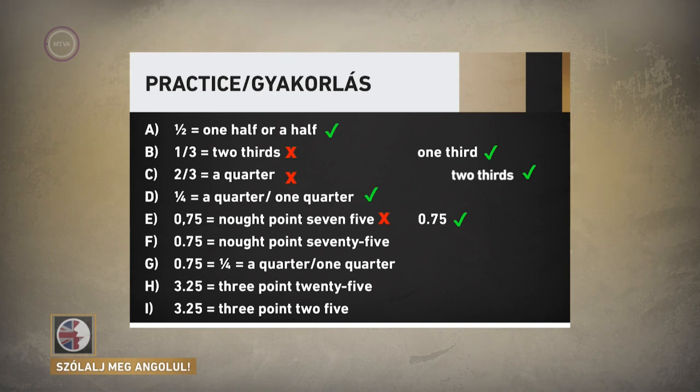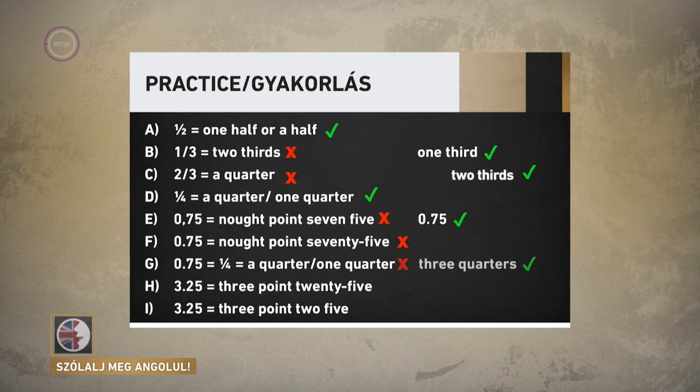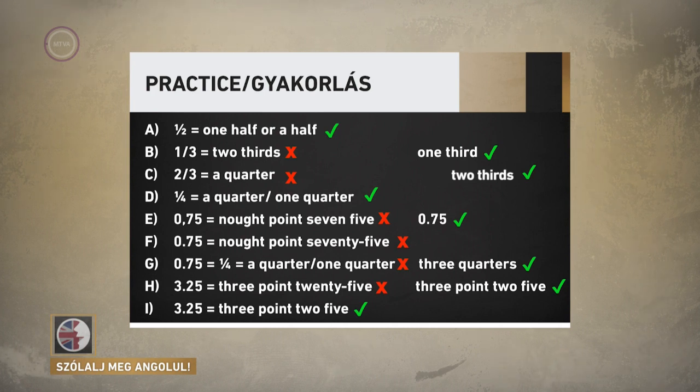Now, what about the next one? 0.75 is 0.75, not 0.75. And the next? 0.75 is 0.75, 3/4, not 1/4 or a quarter. 3.25 is 3.25, not 3.25. So the last one is correct.